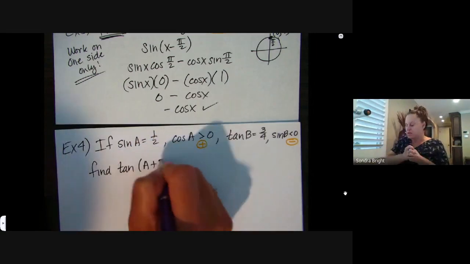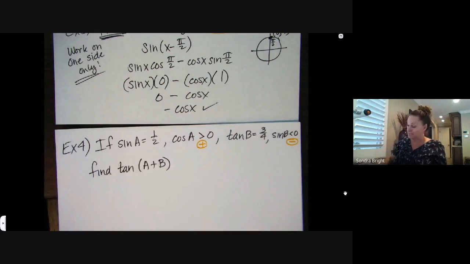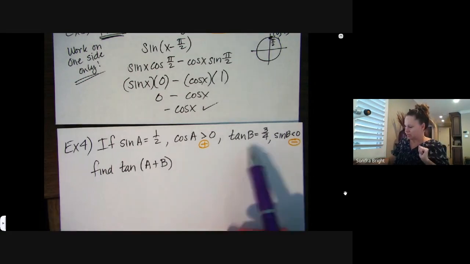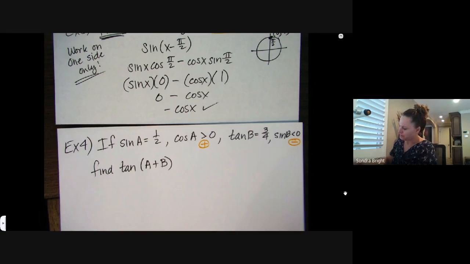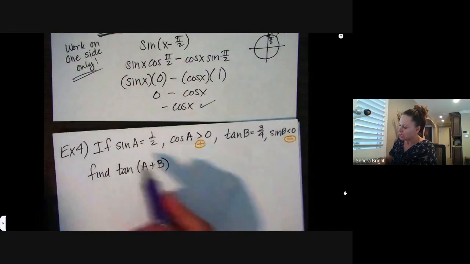All right. So keep in mind when we're asking you for this, that's that identity that has the fake distribute up top. So what you need is tangent of A and tangent of B. Well, I've got tangent of B. All right, that's nice. But I do need tangent of A. So let's do this. I'm going to draw out this guy.